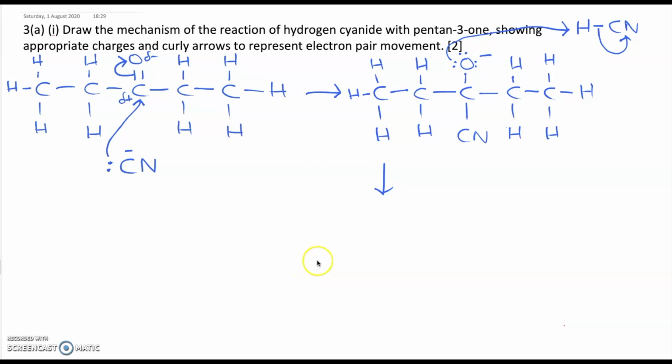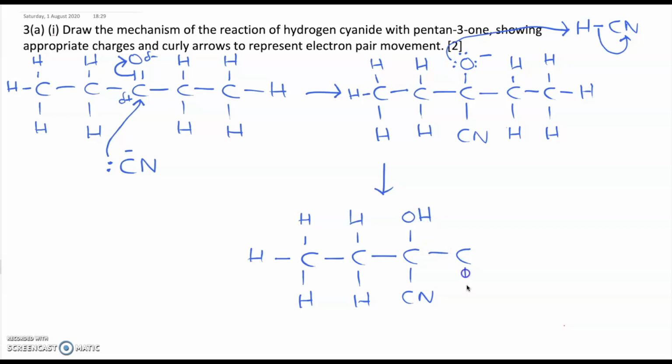And therefore I'm left with CH3 bonded to a CH2, and this CH2 here is bonded to a carbon that now has a cyanide on it. It has an OH on it, and it has a CH2CH3. Now notice that this actually doesn't form a chiral center here because there's two ethyl groups attached to this carbon next to the OH and the CN.